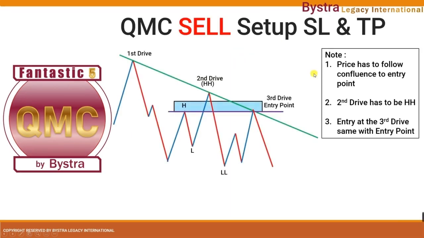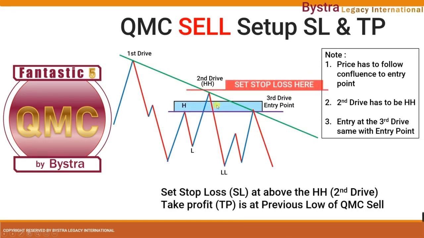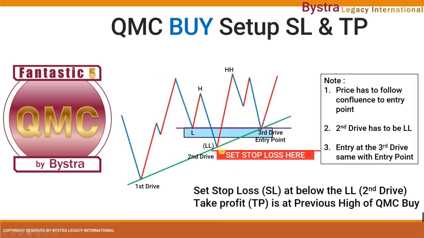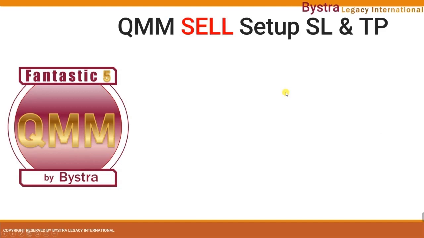Next, for the QMC sell, similar to the QMR, our stop loss will be set above the higher high, which is the second drive in this case, and the take profit will be the previous low. Same goes with the QMC buy setup. The stop loss would be set below the lower low, which is the second drive of the QM head, and the take profit will be the previous high, which in this case is the previous resistance. You can take profit here as well, since it's not much difference. So, the QM manipulation sell.